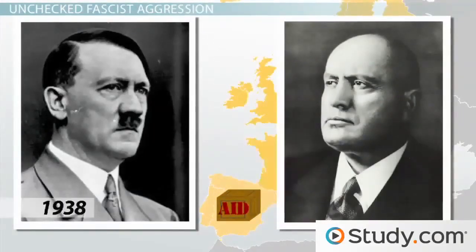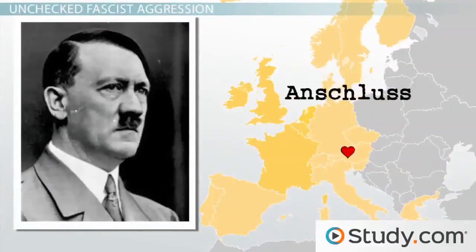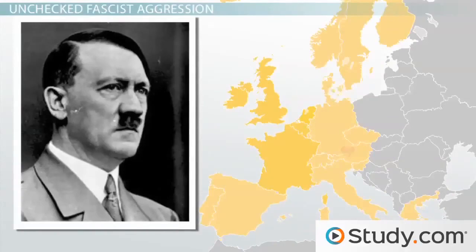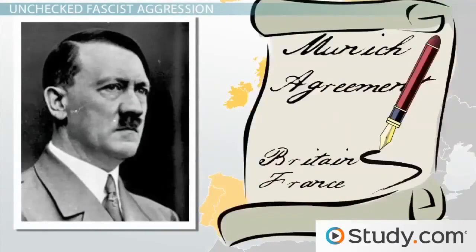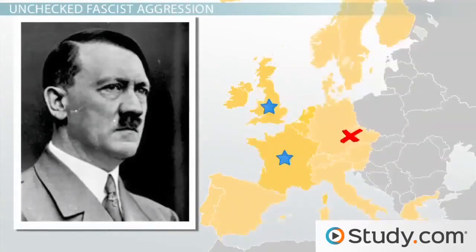In March 1938, Hitler's Anschluss, the reunification of Germany and Austria, went unopposed. In September of 1938, Great Britain and France, eager to avoid another costly war, signed the Munich Agreement, approving Germany's occupation of the Sudetenland, a German-speaking region of Czechoslovakia, because Hitler promised he wouldn't try to take any more territory. And then, for a few months, Europe thought that might be the worst of it.